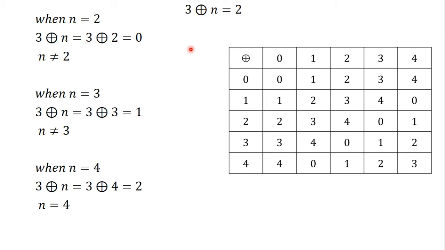The question said we should find the truth set of this equation. In the videos on linear equations and linear inequalities, we learned how to write the truth set of an equation. The truth set of this equation is {n : n = 4}. Remember that you write it in a curly bracket. So the truth set is {n : n = 4}.